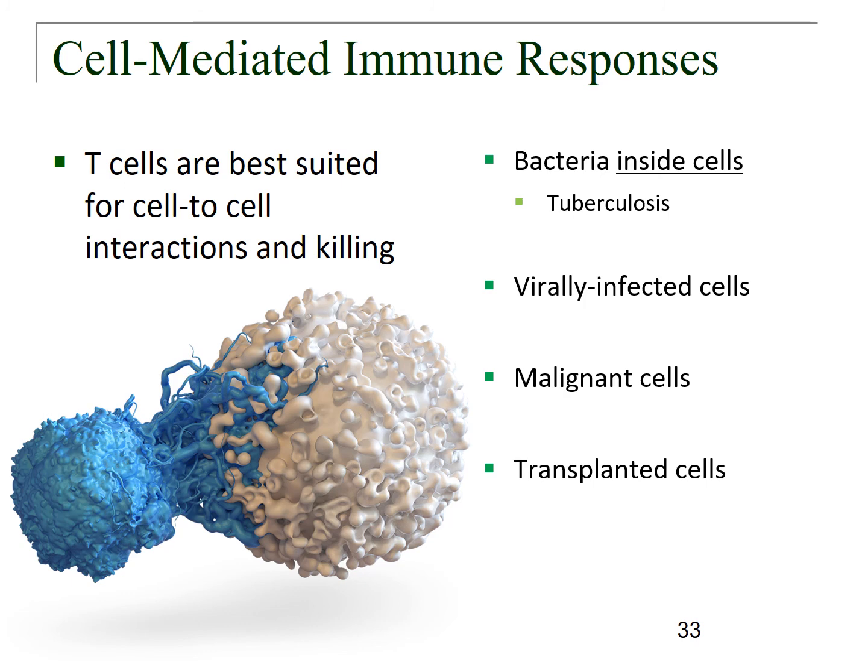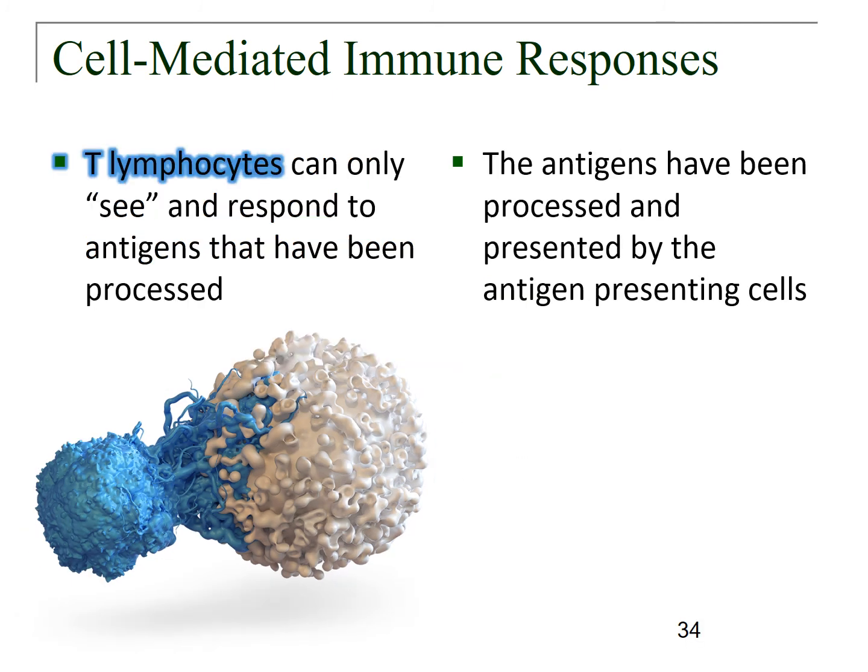So T cells are what we see used in cell-mediated immune responses. This is going to be cell-to-cell interactions and killing. Generally the targets that T cells come after are cells infected with some sort of internal parasite, like with tuberculosis, or virally infected cells. They'll also target cancer cells and cells from transplants.